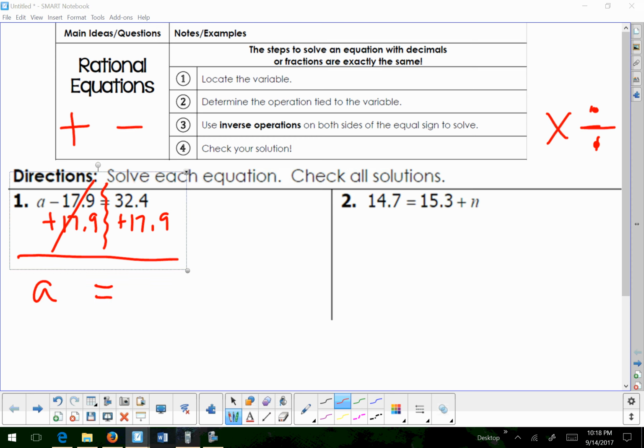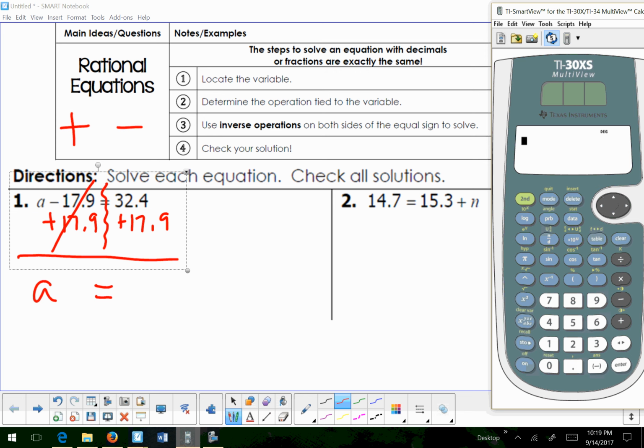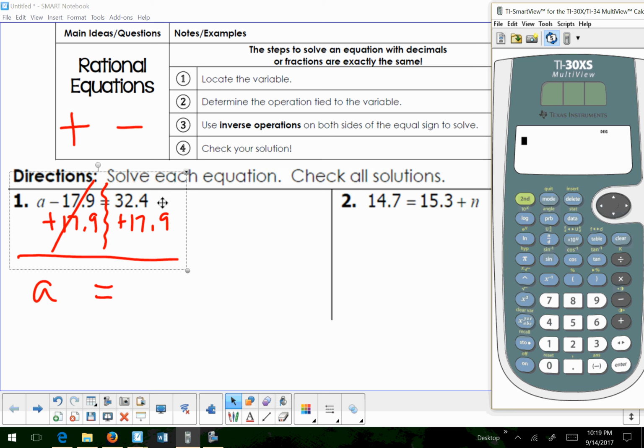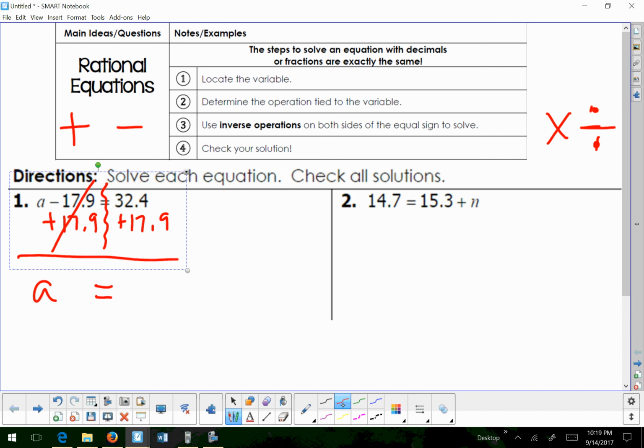Now you're going to use your calculator to help you solve these problems so that we can answer them a lot quicker. So we're going to calculate here 32.4 plus 17.9. So we're going to type on our calculator 32.4, and then we're going to use our plus sign here, and 17.9, and we press enter, and we're all set. So A is equal to 50.3. And we're all done.